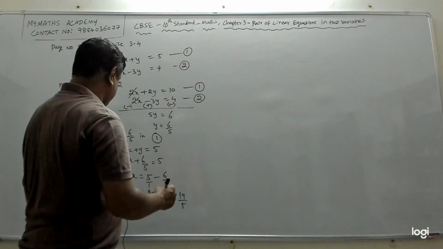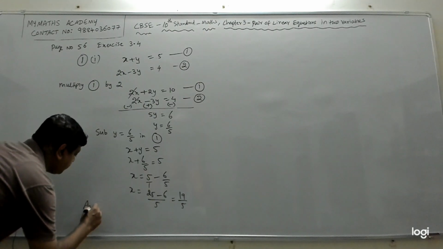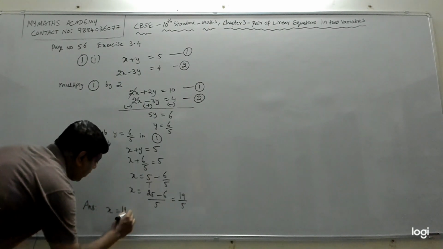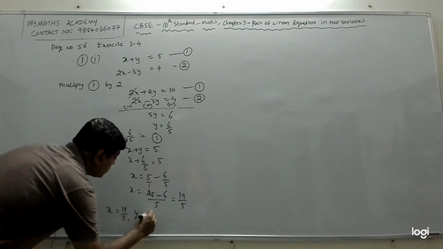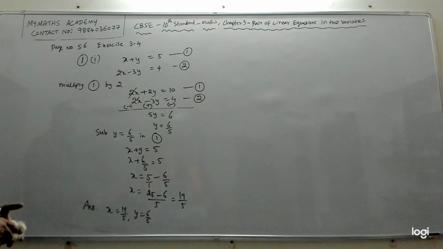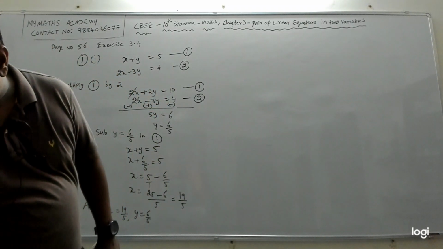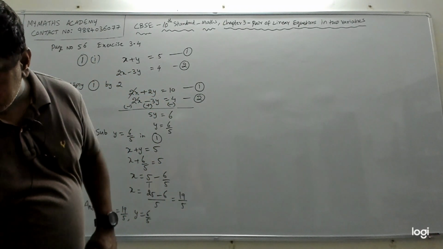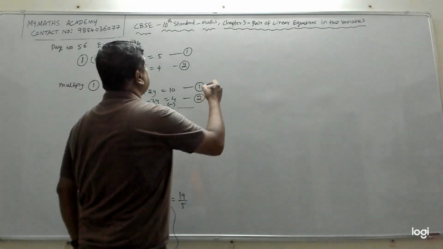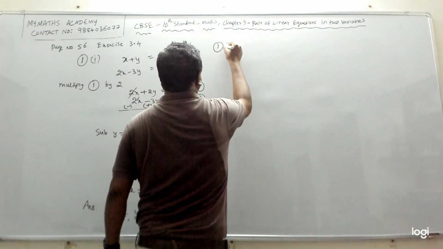So what is your answer? Your answer is, I am writing here, x is equal to 19 by 5, comma, y is equal to 6 by 5. So this is the solution for the first sub problem using the elimination method. Clear? So let's do the second one in the second problem.